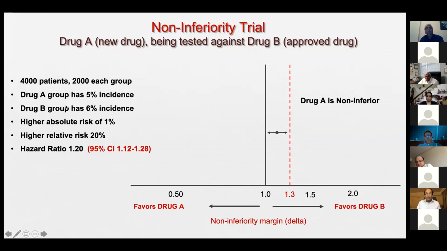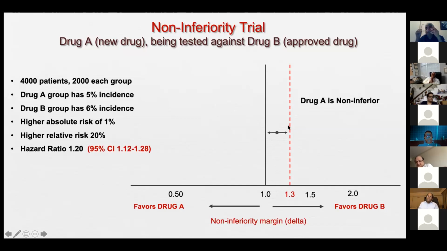And this is what may happen in the next setting. Here we have drug A having a 5% incidence, drug B having 6% incidence, and we have a confidence interval which is between the two lines. Now this is where the difference lies. In a conventional study, or what we call a superiority trial, the drug would have been called inferior, but here we call it non-inferior because the upper bound of the confidence interval is now within this line. So in this setting, the new drug will be called non-inferior because it is within the non-inferiority margin that we had set.